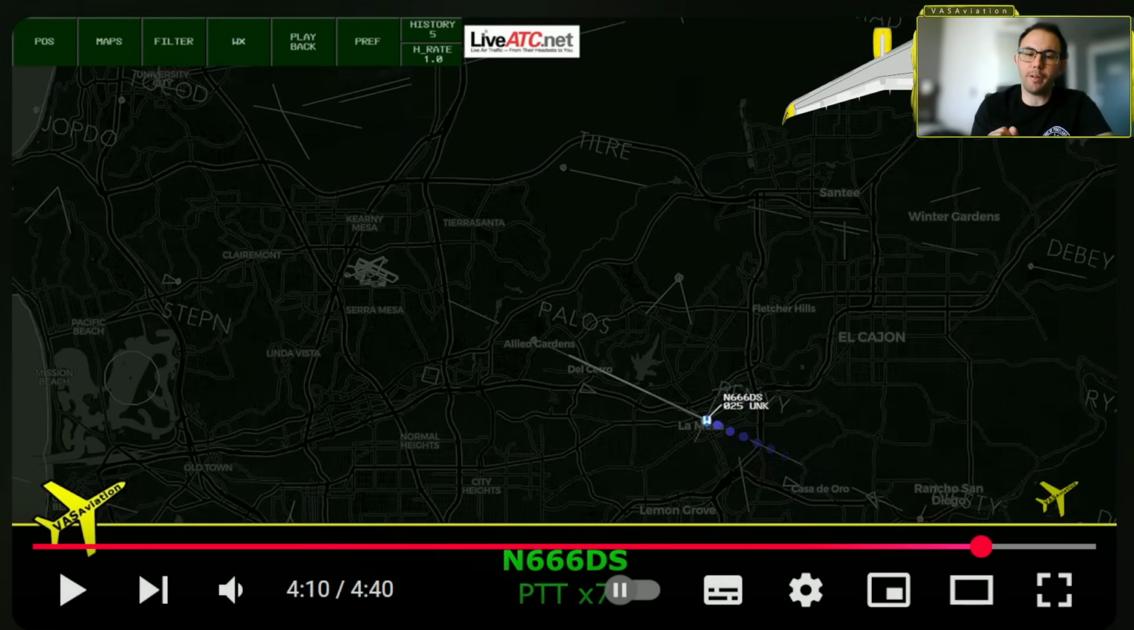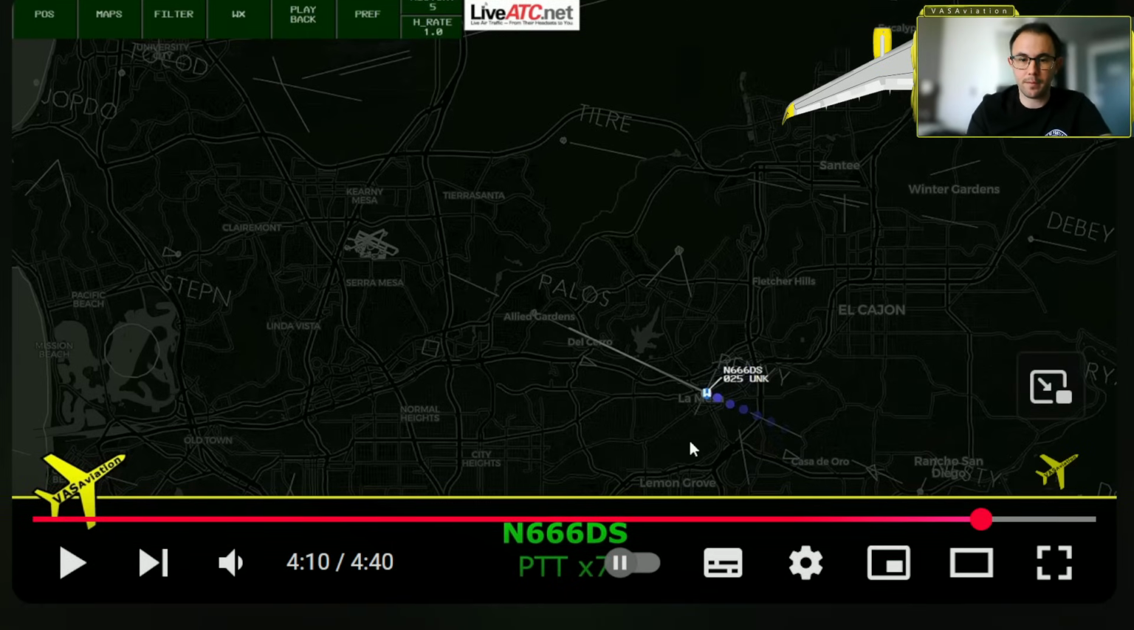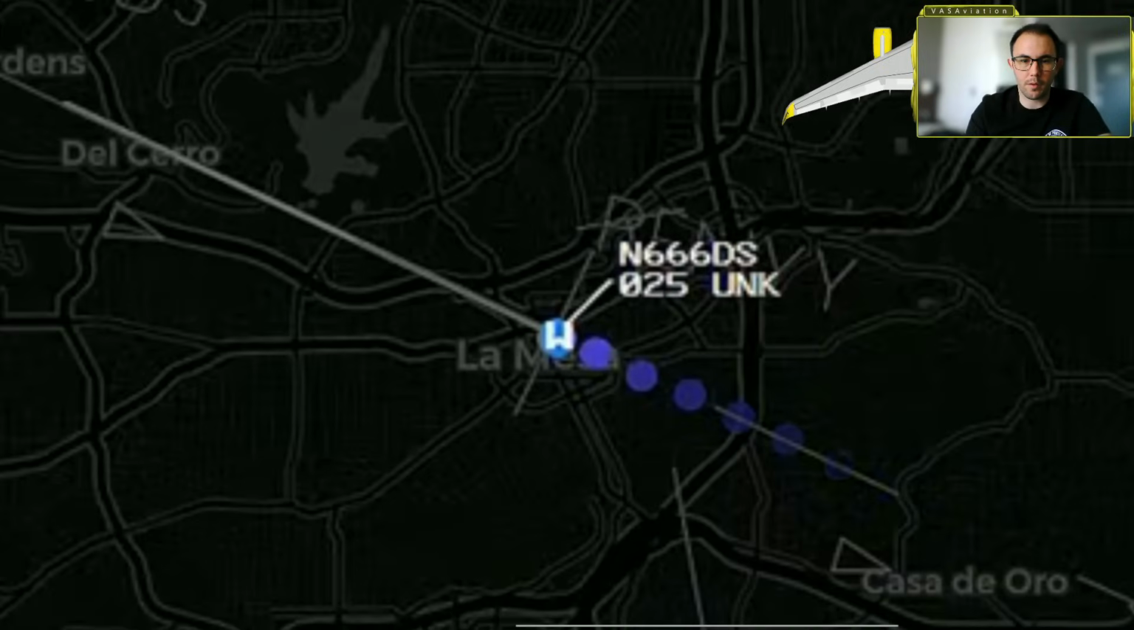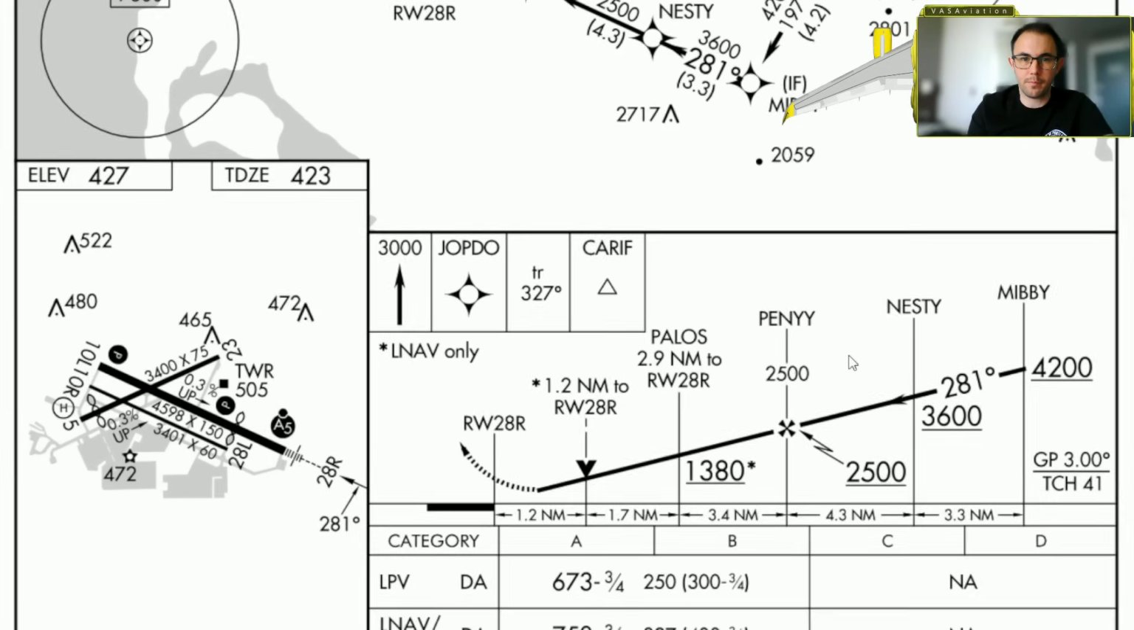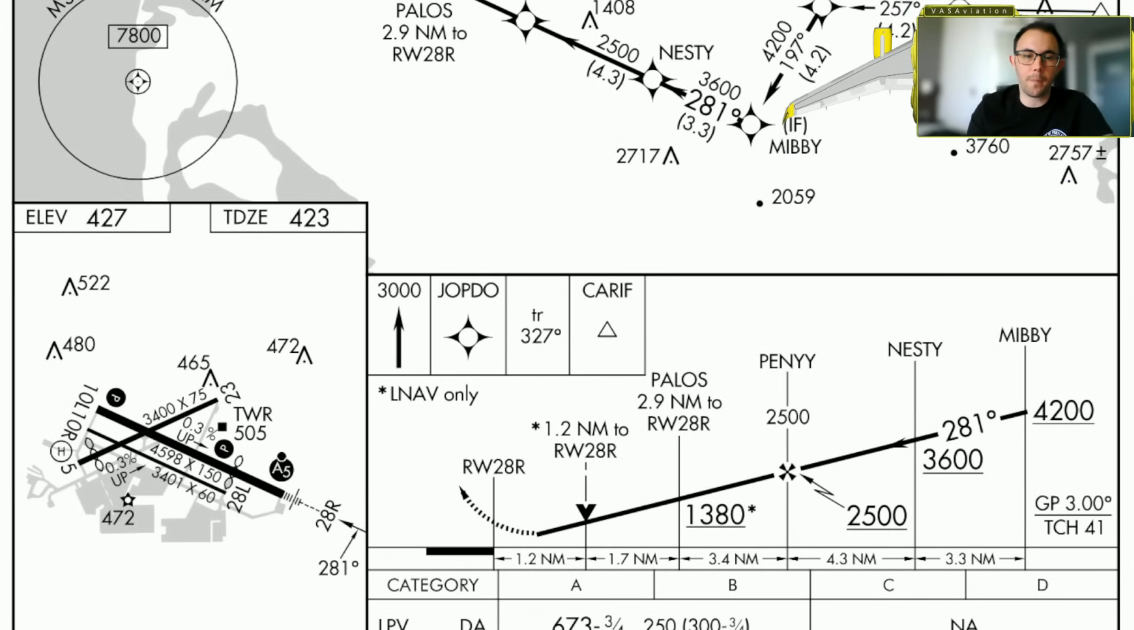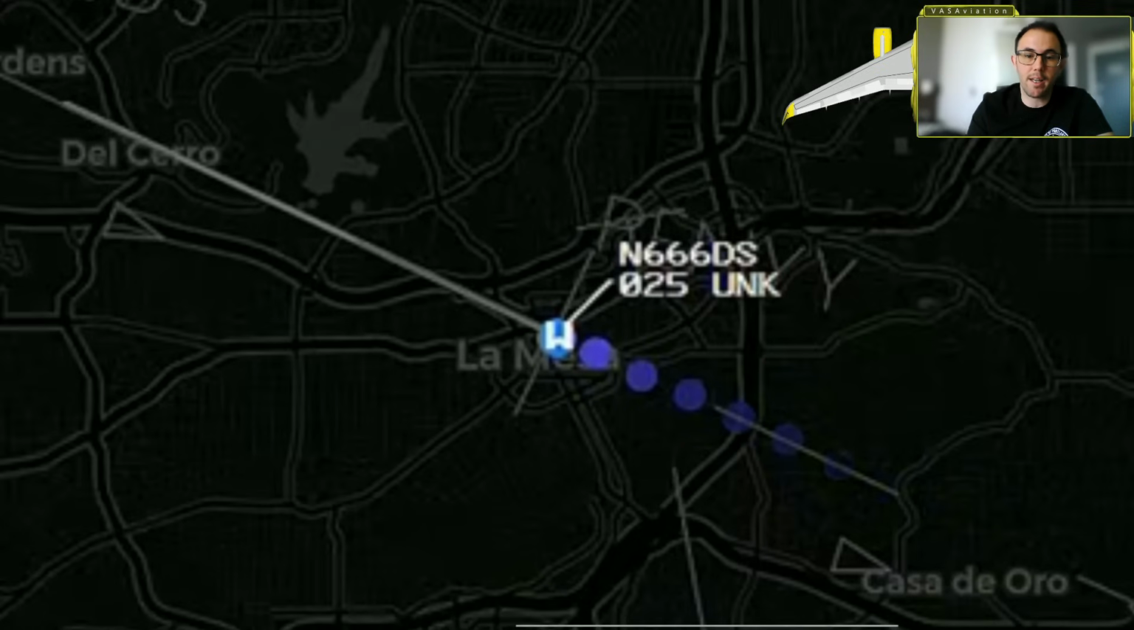But right at this point, disregard the communications because they might not be in synchronization with the radar. The aircraft, here you go, at this point is right over Penny. And if we go back to the approach plate, you can see that Penny is to be crossed at 2,500 feet, which we have. Penny at 025, which means 2,500 feet.